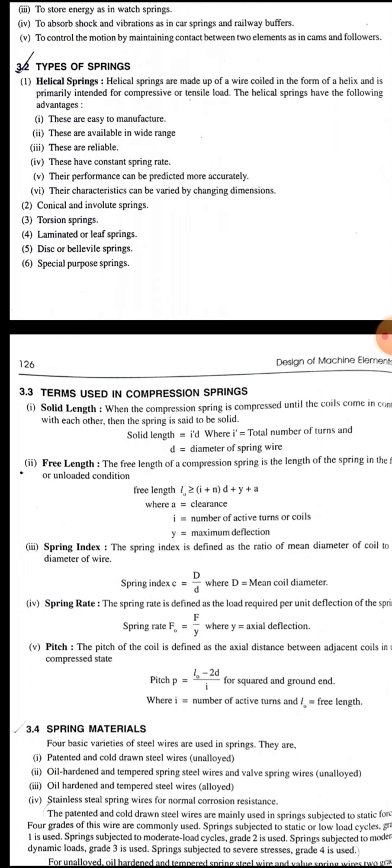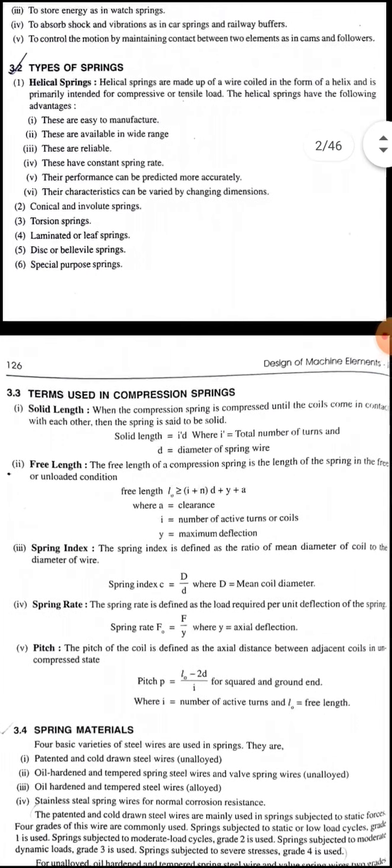Second one, free length. The free length of the compression spring is the length of the spring in free or unloaded condition. Free length L0 should be greater than or equal to (i plus n) into d plus y plus a, where a is the clearance, i is the number of active coils or turns, and y is the maximum deflection.